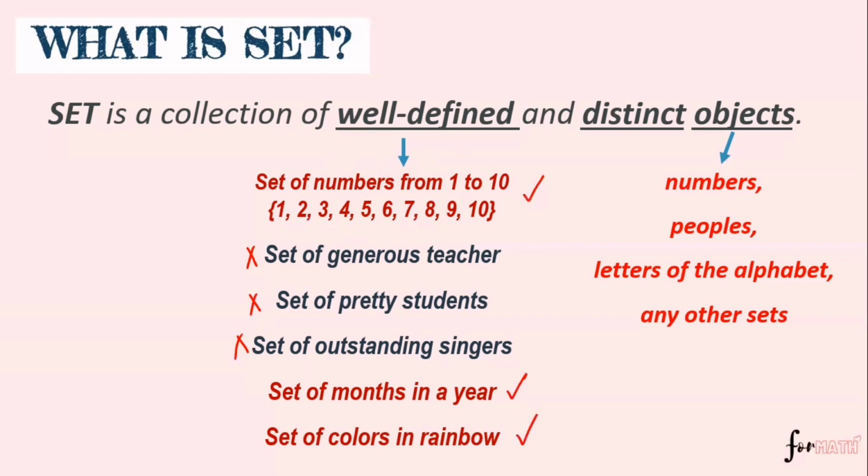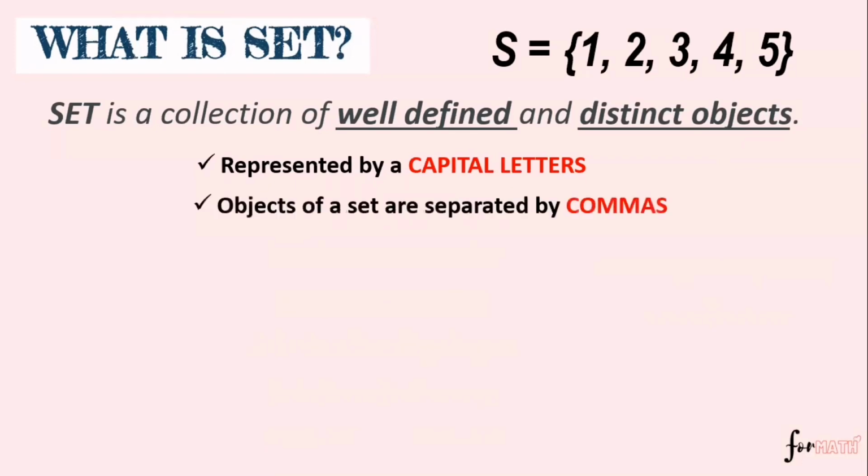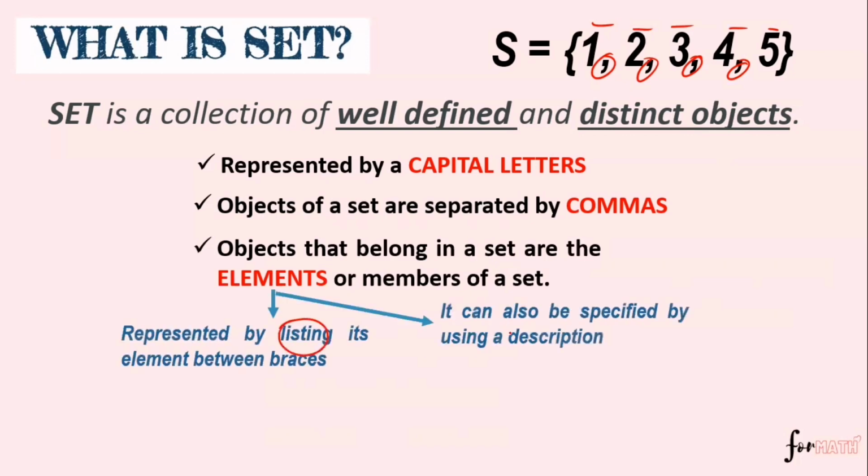Okay? So ang sets natin can be represented by capital letters. Example, we have S is a set whose elements are 1, 2, 3, 4, and 5. And the objects of the set are separated by commas. Okay, and those objects, itong mga objects na yan, are called elements or members of the set. The members or elements of our sets can be represented by listing or by description.